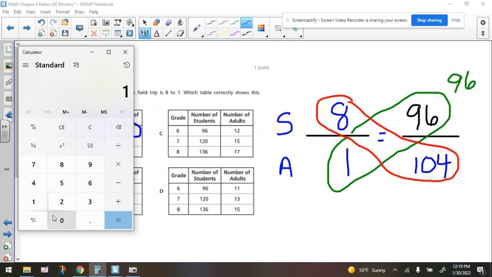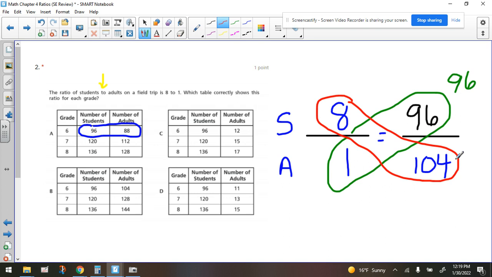But let's just look at it on a calculator. So we're doing this number times this number, the two numbers in the red zone there. So 104 times 8, we get this number, 832. Now 832 is not the same as 96. So that makes this a no. That's a no, so we're not going to pick choice B either. So then we'd move on to choice C.